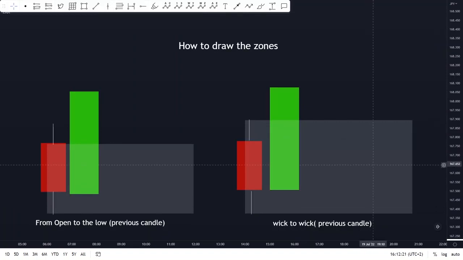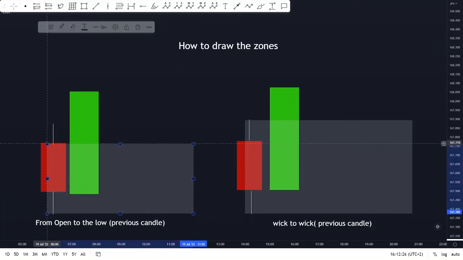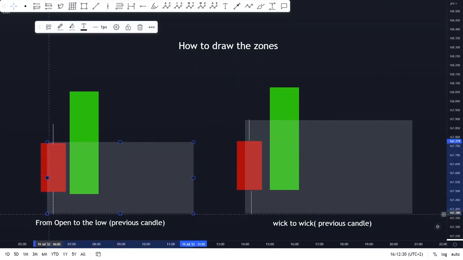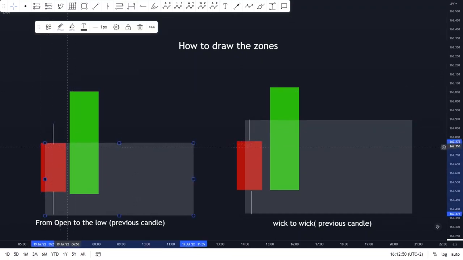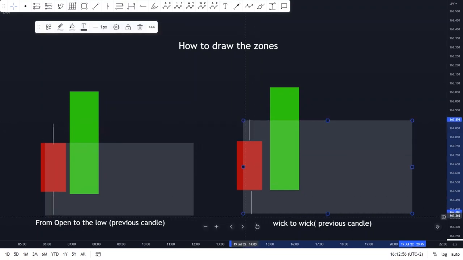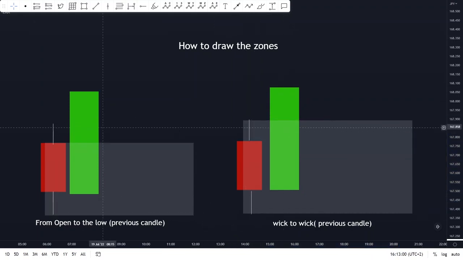Before we begin, let me show you how to draw supply and demand zones. From the first one, we can see that we draw the zone from the open of the previous candle to the low of this candle here. To draw the zone, you have to identify an engulfing candle, whether a bullish engulfing candle or a bearish engulfing candle. Here we have a bullish engulfing candle, so we draw the zone from the open of the previous candle. On the second one, we draw the zone from the high to the low of the wick. You can do the first one, and the second one is the same thing, but this one will give you a low risk to reward ratio.